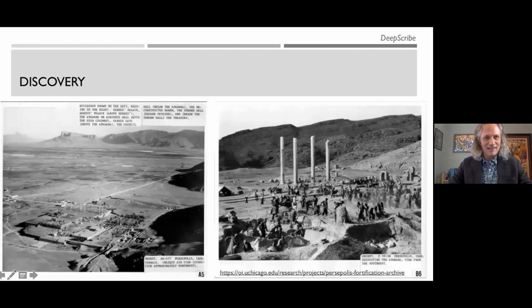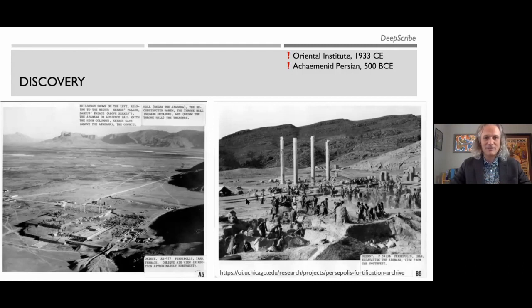In March 1933, archaeologists from the Oriental Institute, excavating the site of Persepolis, discovered a large cache of business documents dating to roughly 500 BCE. This grand site was the location of the palace of the great kings Darius and Xerxes and their Achaemenid predecessors.